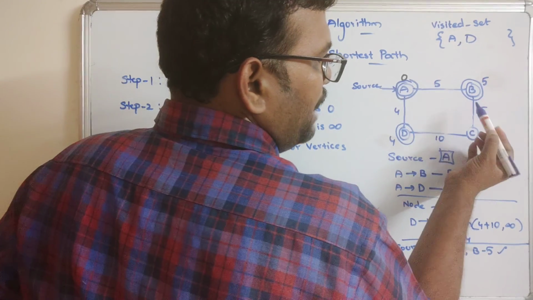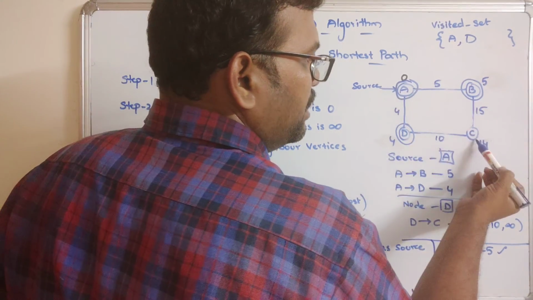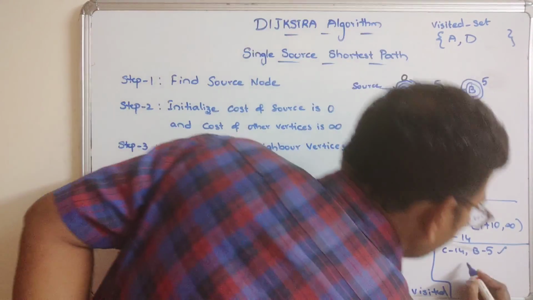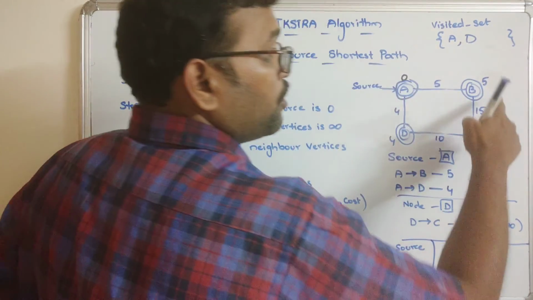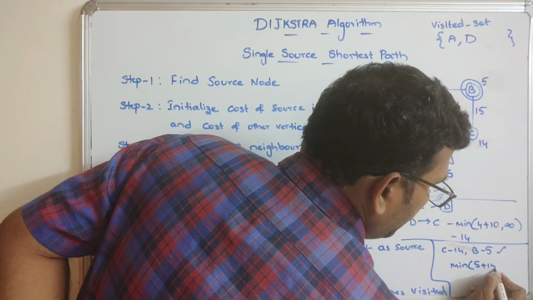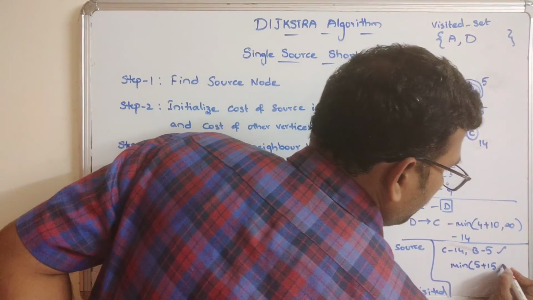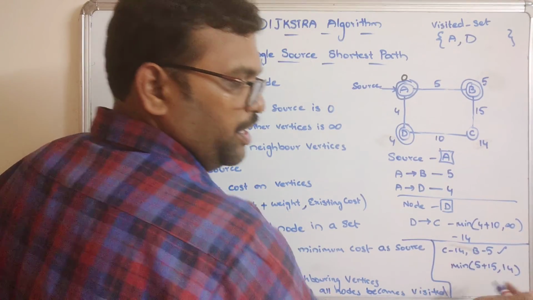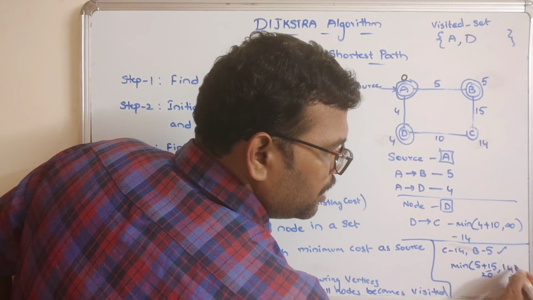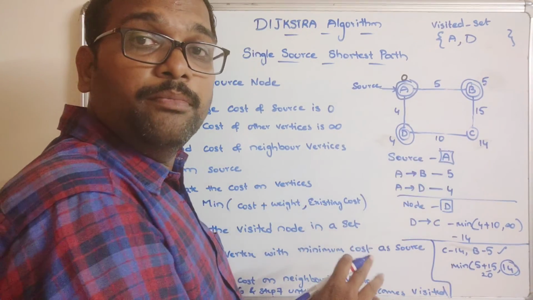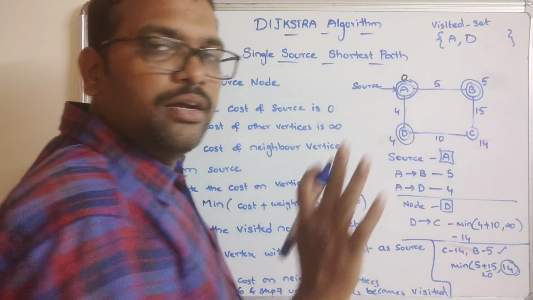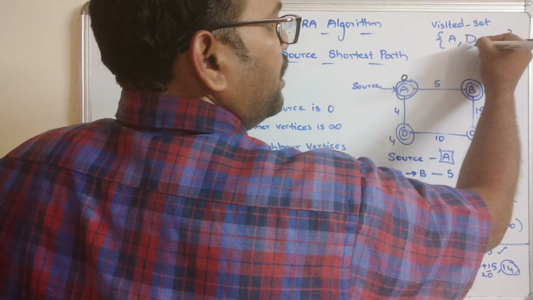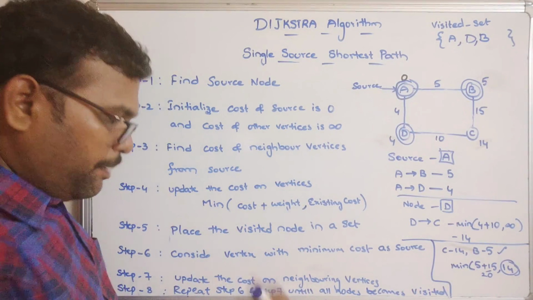So what are the neighbors of B, A and C? A is already visited, so we need not bother about that one. Go with the C. So what is the thing we have to do? A minimum of cost 5 plus 15, comma, 14. So the existing cost is 14, right? So this is a 20 and 14. So this is a minimum. Already the cost is minimum, so you need not change the cost. And then repeat the same thing. So add here B, right? And repeat the same thing.